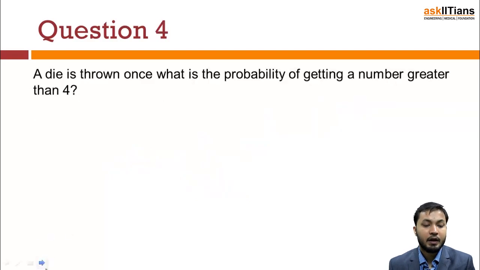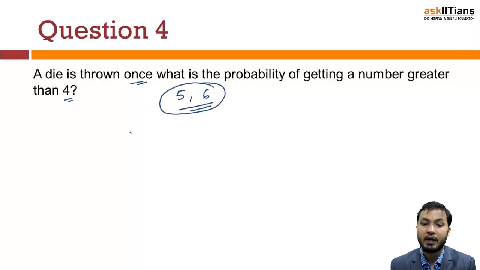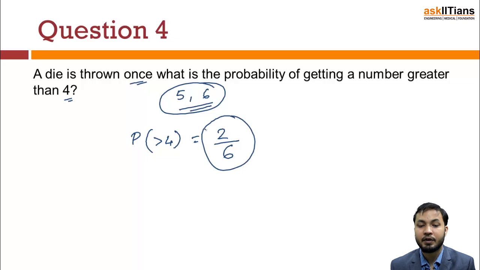Alright, moving on to question number 4. It says that a die is thrown once. What is the probability of getting a number greater than 4? Now it has to be greater than 4, so the options are 5 and 6. The probability of getting greater than 4 would be 2 out of 6 numbers. There are 6 numbers, and out of these, to get 2 numbers would be 2 by 6. So the answer would be 1 by 3.